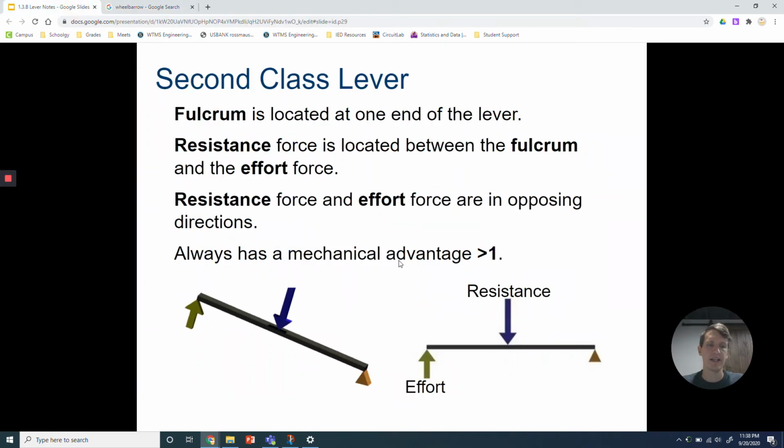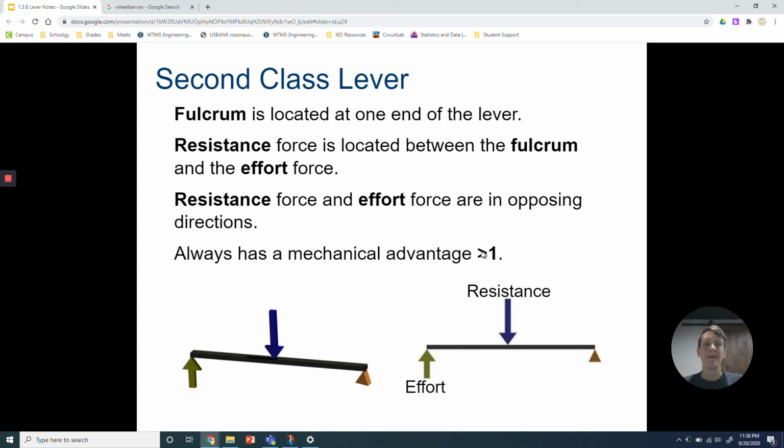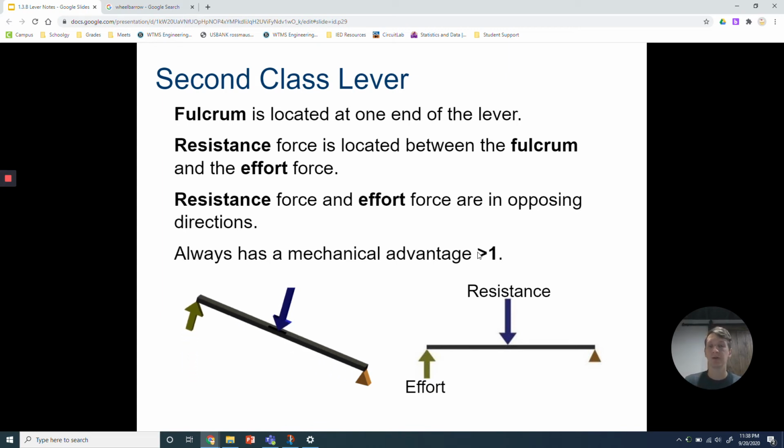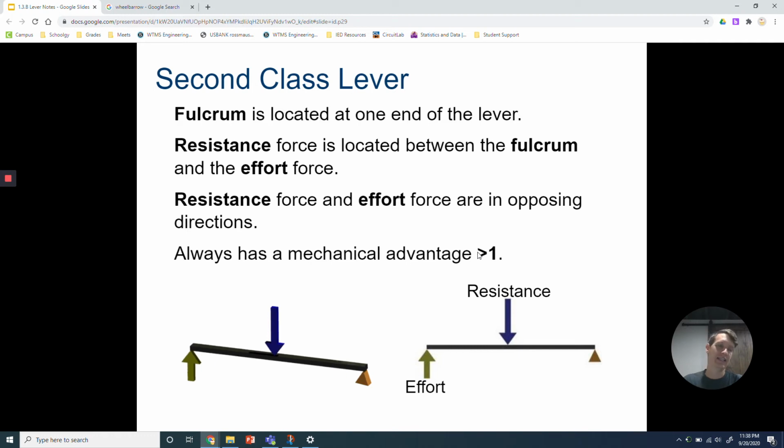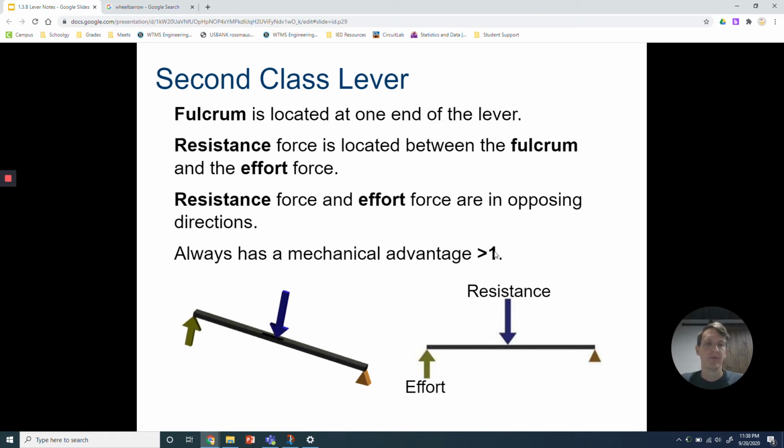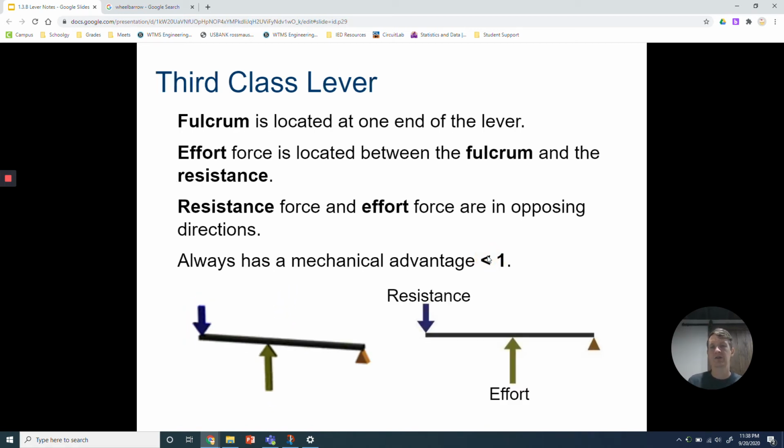Okay, so that's a classic example of a second class lever. Mechanical advantage greater than 1. Wheelbarrows make it easy to lift things, easy to move stuff around a construction site. So that is where we're looking at mechanical advantage greater than 1. And the last class here is a third class lever, and this is a mechanical advantage less than 1.